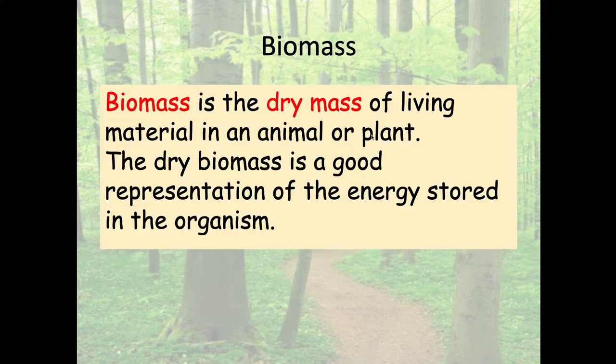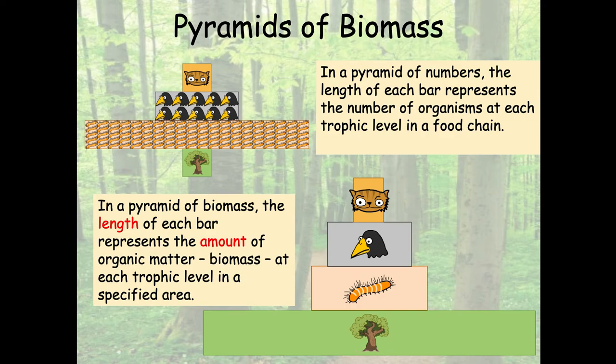So what do we mean by biomass? Back to last lesson, but here we are again. It is the dry mass of living material in an animal or plant. So it's not just about, you take the vole, mass of 20, 30 grams. It's not just that, because the vole contains a lot of water. It's the dry mass. That dry mass of the vole would be a good representation of the energy stored in the vole. So here we have pyramids of biomass versus pyramids of number.